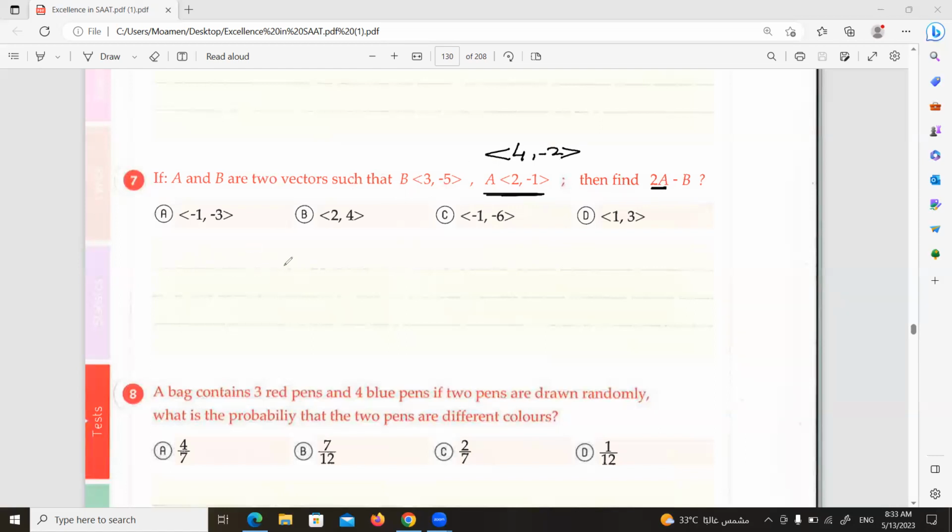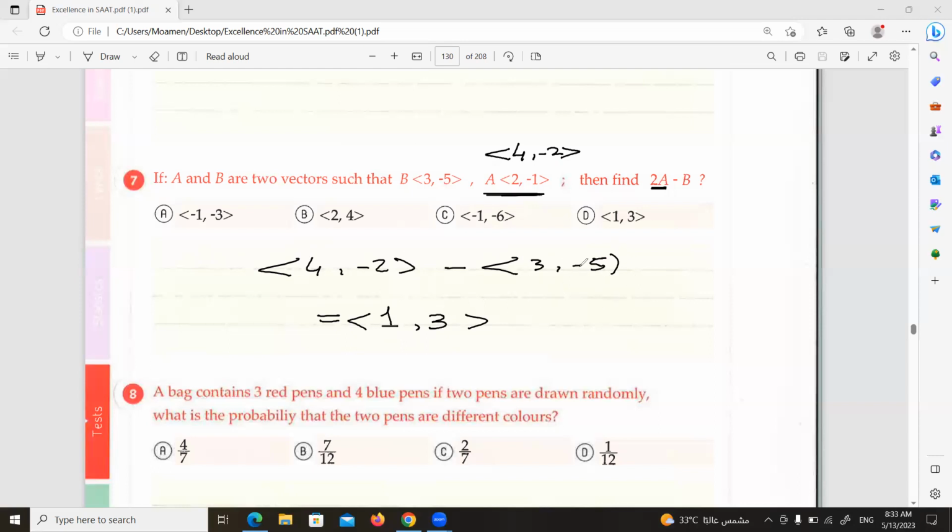And then after that, I'll make minus. So 4 and here minus 2. And after that, minus B, which is 3 and negative 5. So the result will be here 4 minus 3 is 1. And here negative 2 minus negative 5 means plus 5. It will be 3. So the result will be letter D.